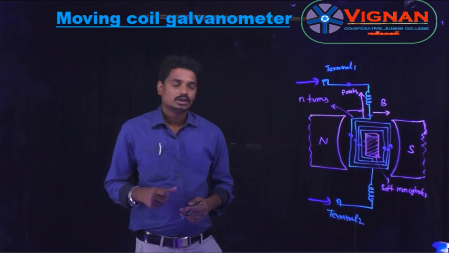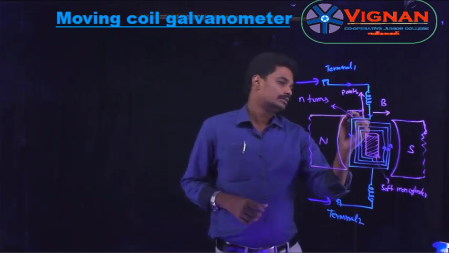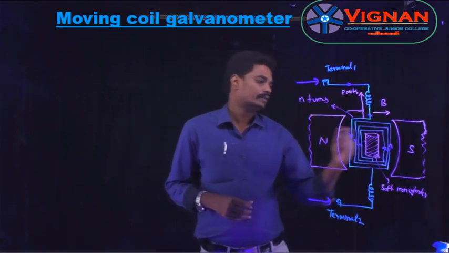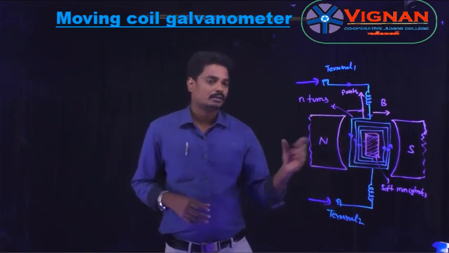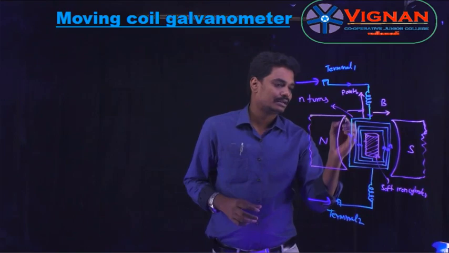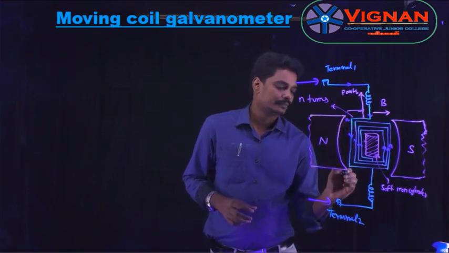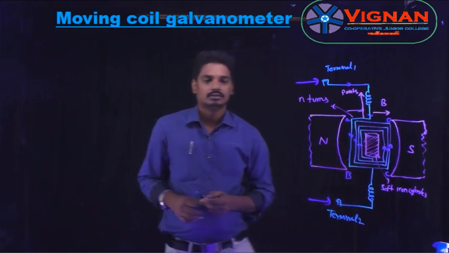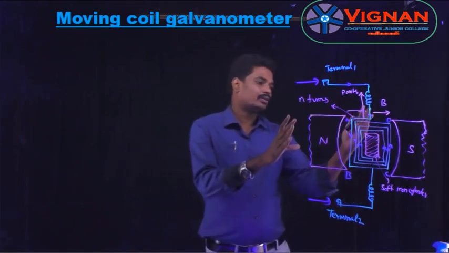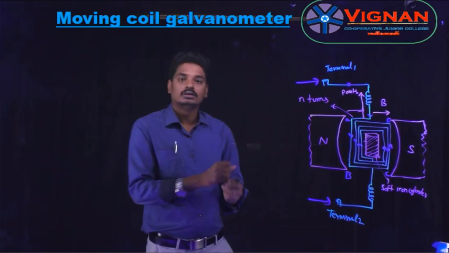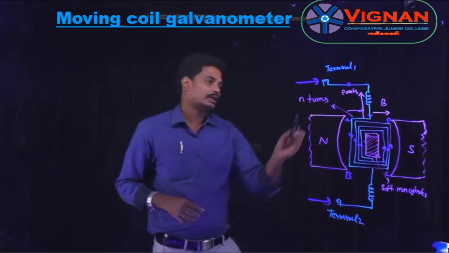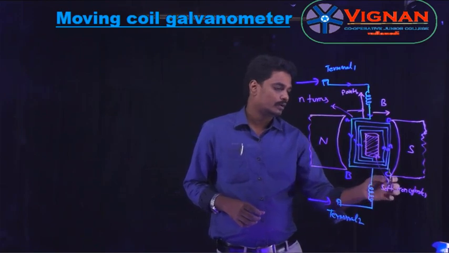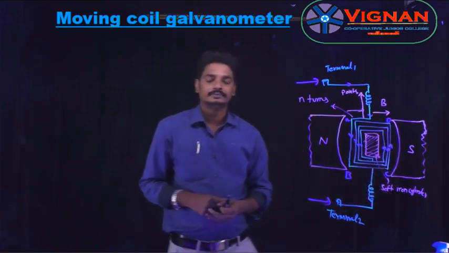Okay, so the direction of the magnetic field is given in this way, from left to right, and consider this rectangular loop as A, B, C and D. So whenever the moving coil galvanometer is connected to this circuit for which the current has to be measured, the current flows in this rectangular loop from A to B, and from C to D.